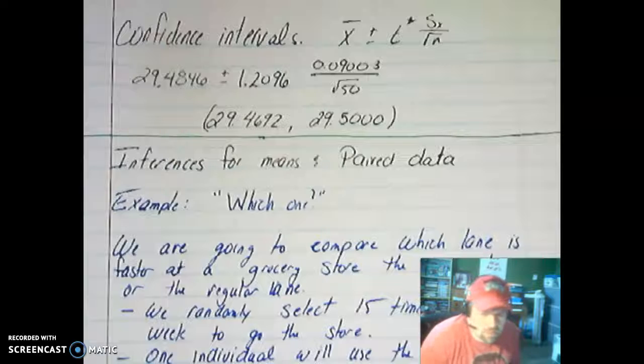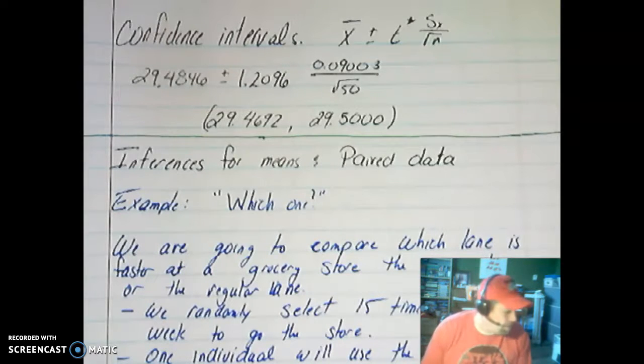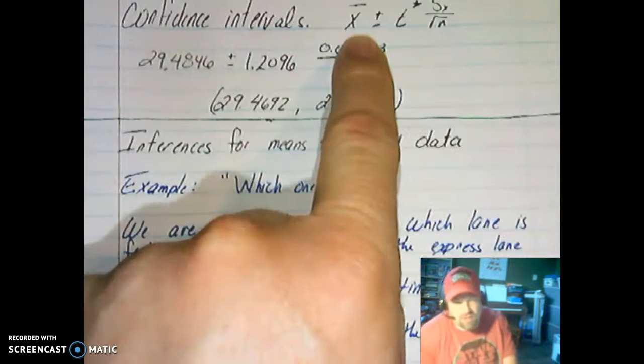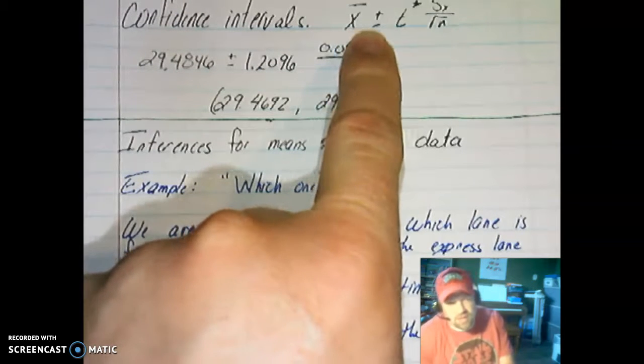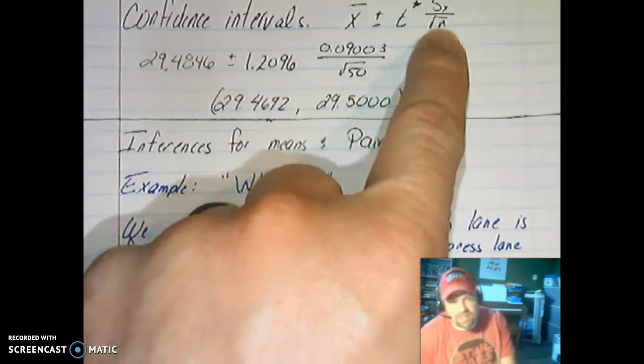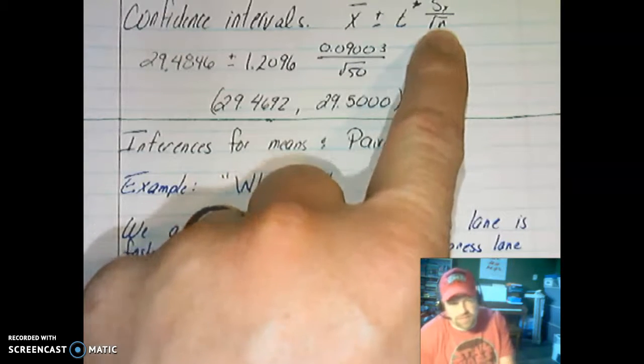Hey, so I meant to include this on the last one, looking at our testing: a two-sided test and then a confidence interval. So if you just remember, our confidence interval earlier is the x bar plus or minus the critical t value times s of x over the square root of n.